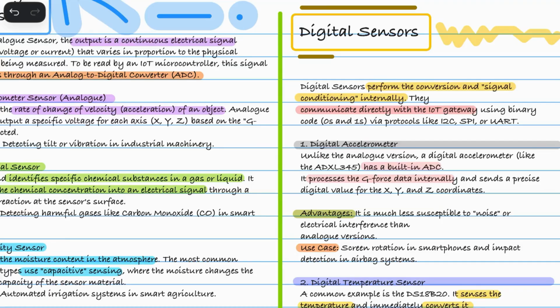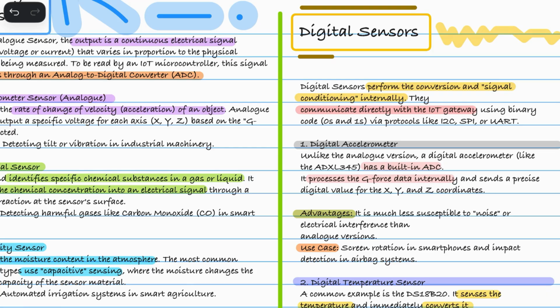Now let's talk about digital sensors. If analog sensors are like traditional thermometers where you look closely at a line of mercury to guess the value, digital sensors are like your digital dashboard or Apple Watch. They don't just feel the environment, they process it right on the spot. Inside the digital sensor, there is already an ADC, an analog to digital converter, which converts the signal into crisp 0s and 1s.